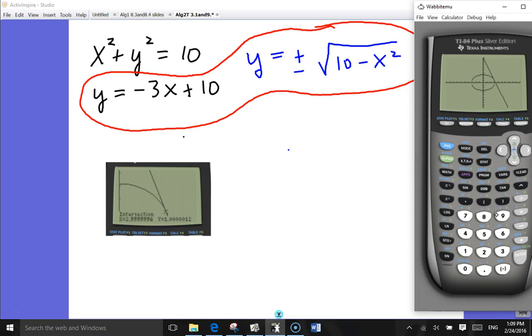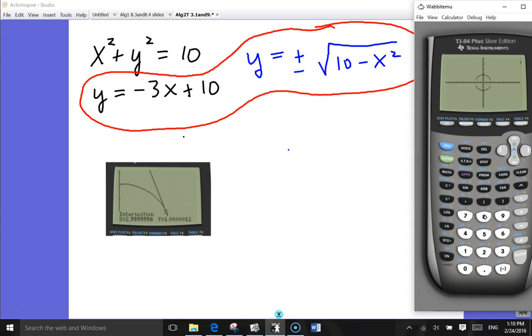Okay, how many intersection points does it look like? It looks like 1, right? Obviously, there's a straight line. What is that other shape? It looks like an ellipse, right? But that's because of the way the screen is, the zoom that you're on. You're on zoom 6, that's zoom standard. If you go zoom 5, that's zoom square. That makes it the same in both dimensions. So zoom 5, it'll look more like a circle.